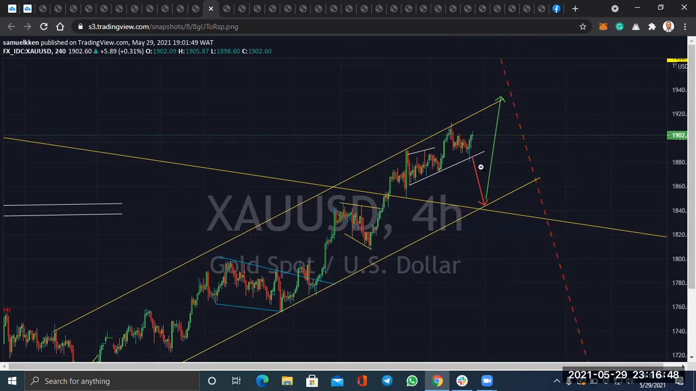The move now is not encouraging. I don't like the way it's moving. There's no strength, just as with USD.